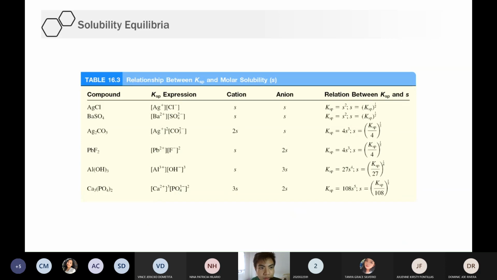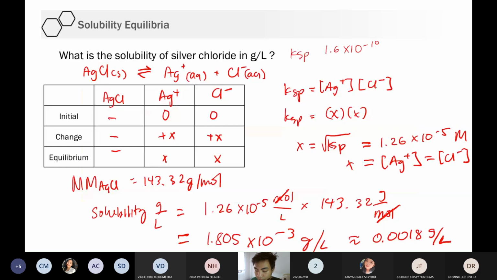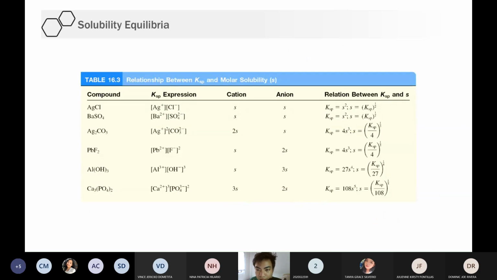Okay, so this time, let's talk about the relationship of the KSP and the molar solubility, or the value of X. They also call the molar solubility S. Di ba nasanay tayo kapag I-state X? But in our case ngayon, we will call it just the S. So the S is the molar solubility or the value of X.